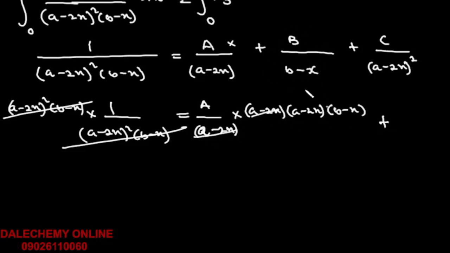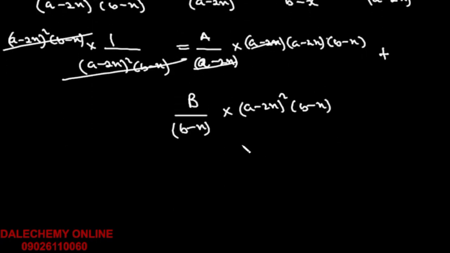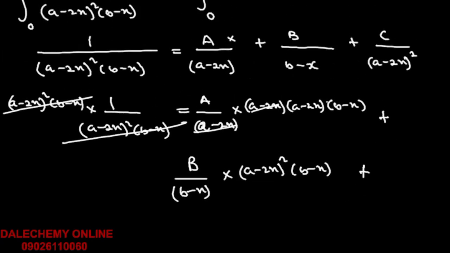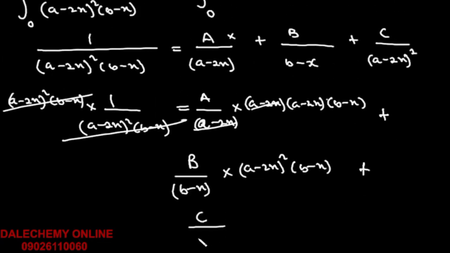Now we multiply this expression by this fraction. You notice that only this will cancel this. Then you have this multiplied by, okay, let me do that as well. That would be over (b minus x) times (a minus 2x) squared, then times (b minus x), right? Then you have plus c. Okay, the c is c over (a minus 2x) squared and times (a minus 2x) squared (b minus x). So, and also this cancels this as well.